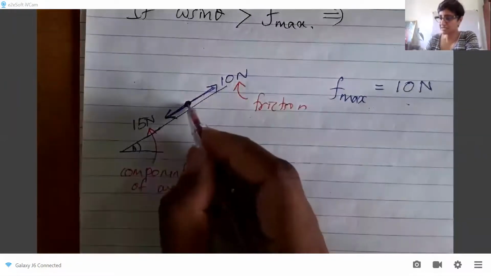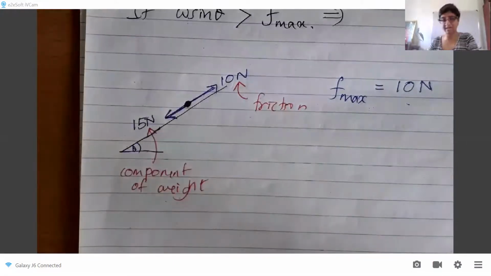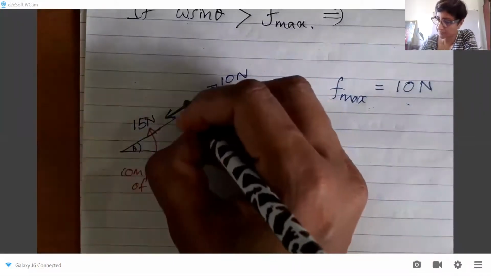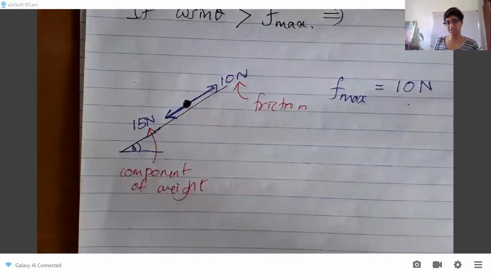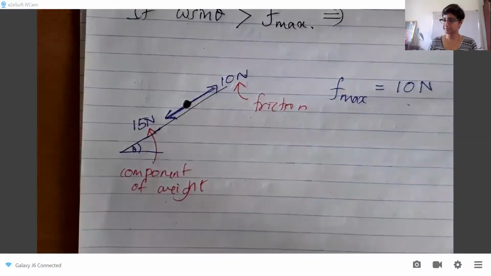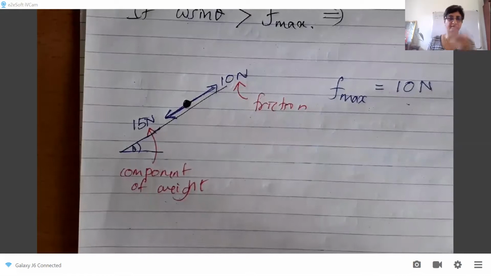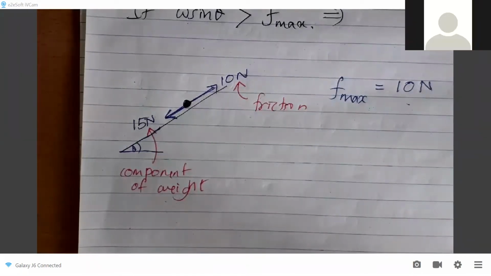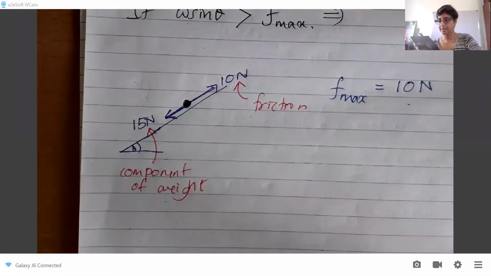And the object, here's the object. I have made it into a point object. If you don't like it, I can draw a box there. Right. Maximum friction is 10 and the component of weight is 15. If I keep an object on a surface for which the maximum friction is 10 and the component of the weight is 15, the moment I keep it, it will start to come down. So we all agree on that.